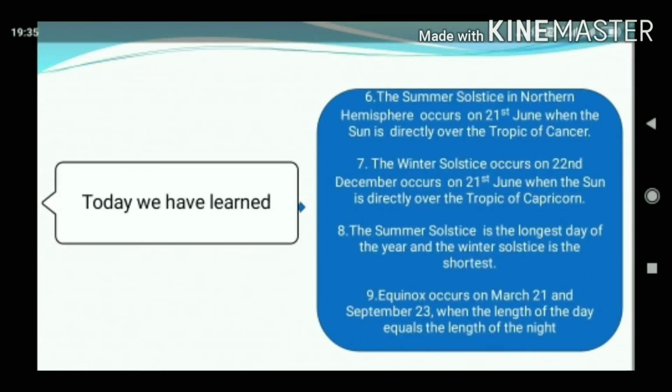The summer solstice in the northern hemisphere occurs on June 21, when the sun is directly over the Tropic of Cancer. The winter solstice occurs on December 22, when the sun is directly over the Tropic of Capricorn. The summer solstice is the longest day of the year and the winter solstice is the shortest. Equinox occurs on March 21st and September 23, when the length of the day equals the length of the night.